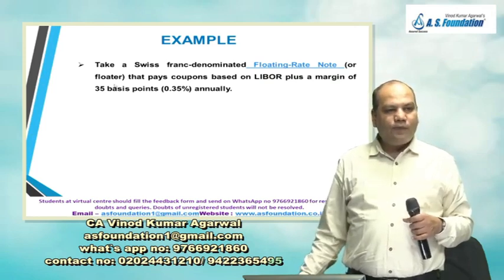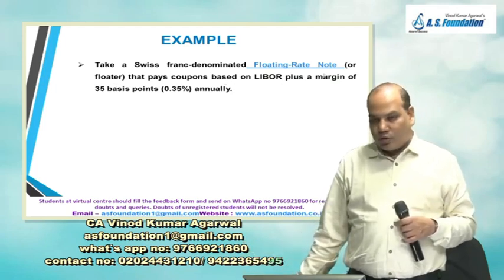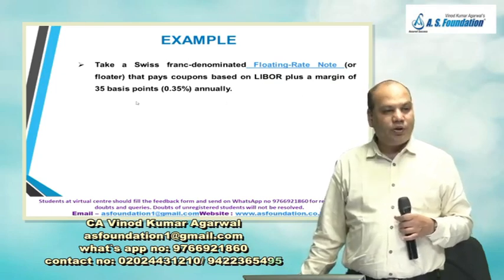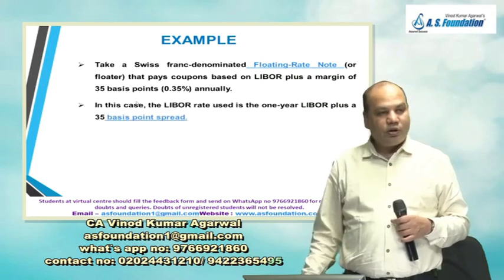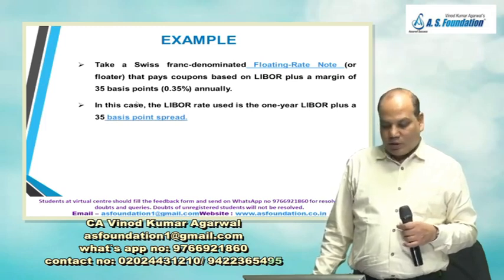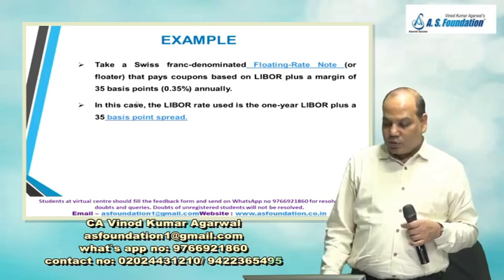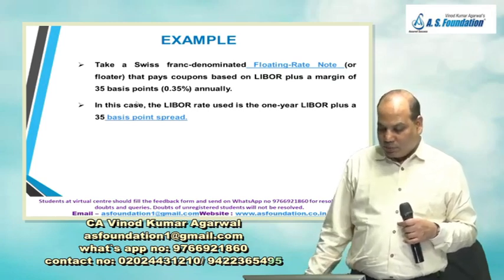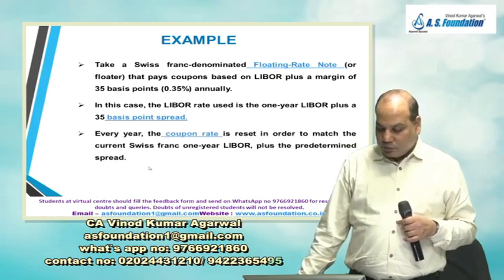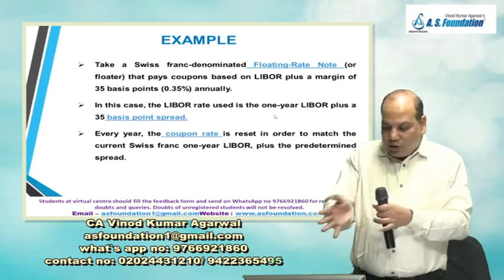So floater means a floating rate bond, and that pays coupon based on LIBOR. So how they have decided to pay the coupon? LIBOR plus 35 basis point margin, means LIBOR plus 0.35%. 1 point means 0.01%. 100 points means 1%. So what is the rate of interest this Swiss entity will pay? They will pay LIBOR plus 0.35% every year, and this is a 1 year LIBOR. So here they have chosen 1 year LIBOR.